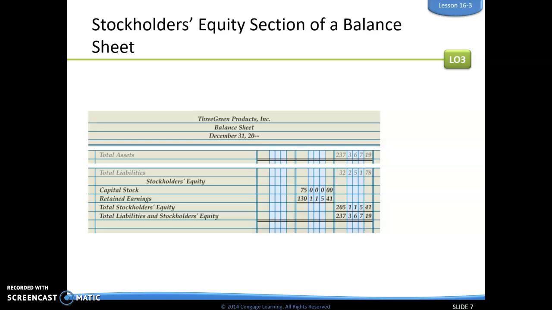Okay, next we have our stockholders' equity section of our balance sheet. In our stockholders' equity section, we are going to list our capital stock and our retained earnings. We add those two together to get our total stockholders' equity. Then we take our total stockholders' equity plus our total liabilities to get our total liabilities plus stockholders' equity. This number needs to equal our total assets. If those two numbers do not equal, that tells us that we have an error somewhere.